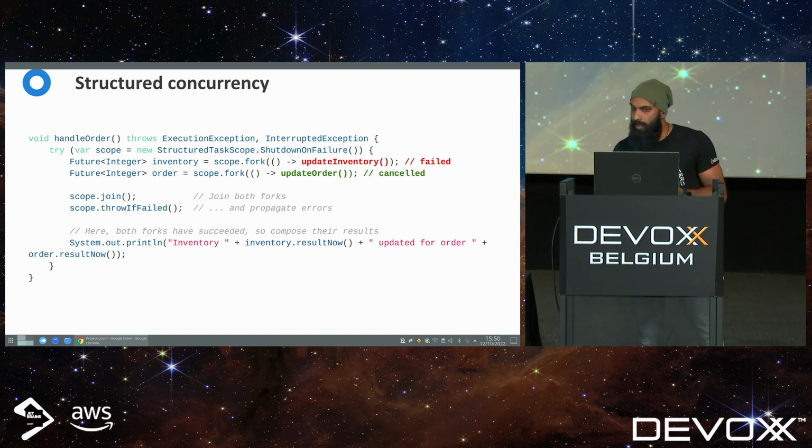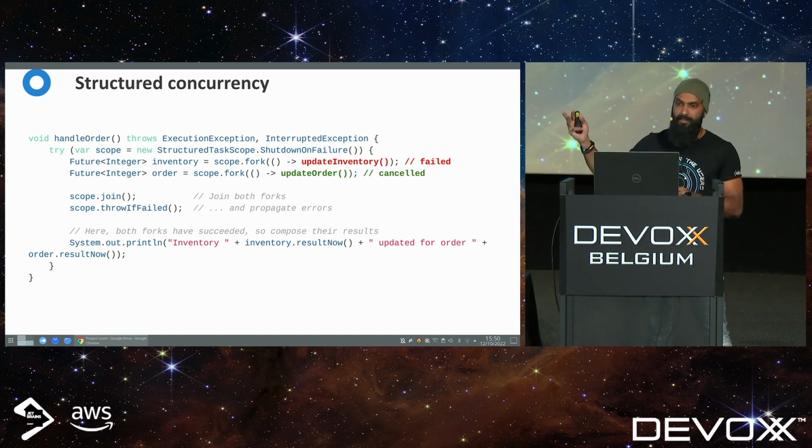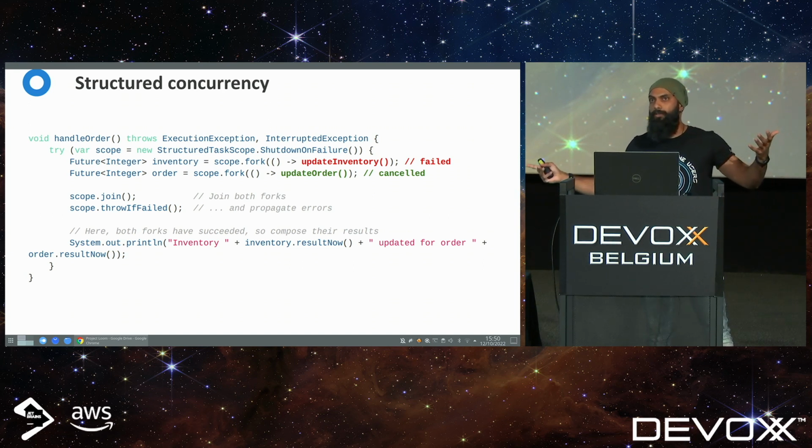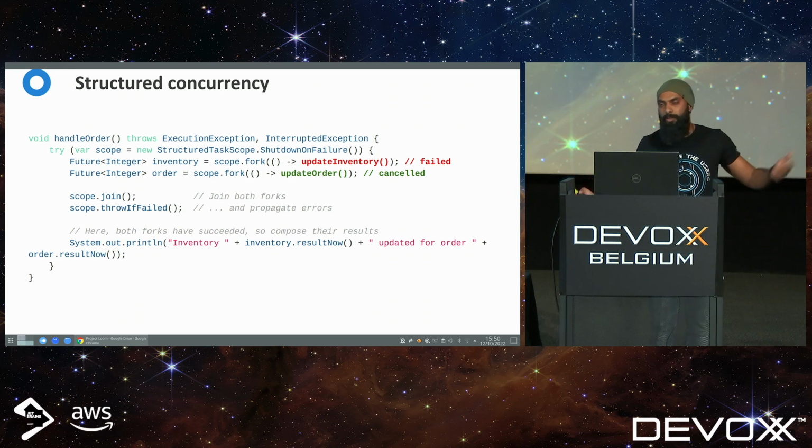So structured task scope will ensure a few things. It will ensure that error handling happens with short circuiting. So if either update inventory or update order fails, the other is cancelled unless it is already completed. If it's a short task and it completes before the other one fails, then there is nothing being done. But if it is a long-running task and if one fails, then the other is automatically cancelled, which is great. We don't have to write logic for that. We only have to write logic in case something happened and successfully happened, but for most of the cases, they are automatically cancelled.